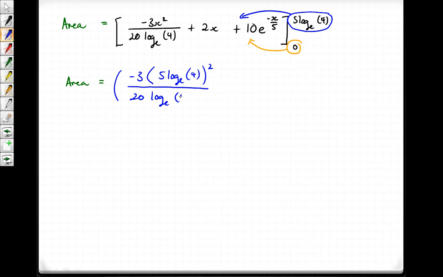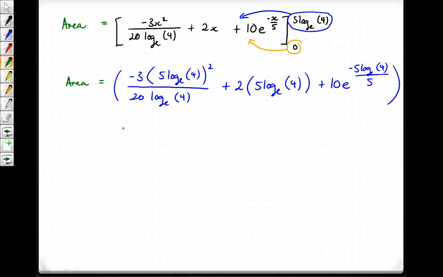log e of 4, plus 2x, which becomes plus 2 times 5 log e of 4, plus 10e to the negative 5 log e of 4 divided by 5, and that's the blue.